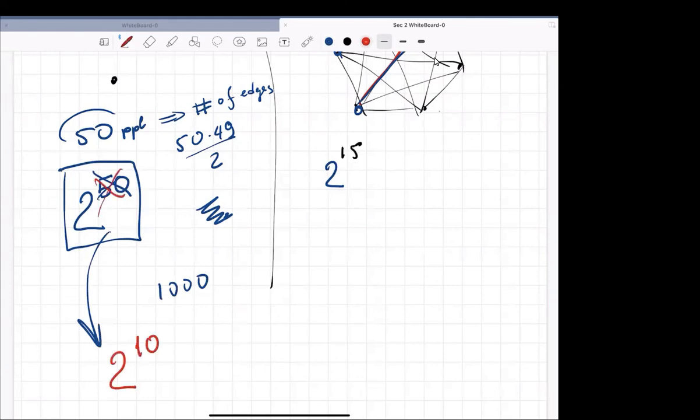2 to the 1,000. What's our current estimate of the number of atoms in the observable universe? Compare this number to that. This is an unimaginably large number. Is it larger than 10 to the 80? There's no way to check this. You will never have the computing power to make that many calculations, even with the advent of quantum computing, whatever you want to hype these days. It's not going to happen.